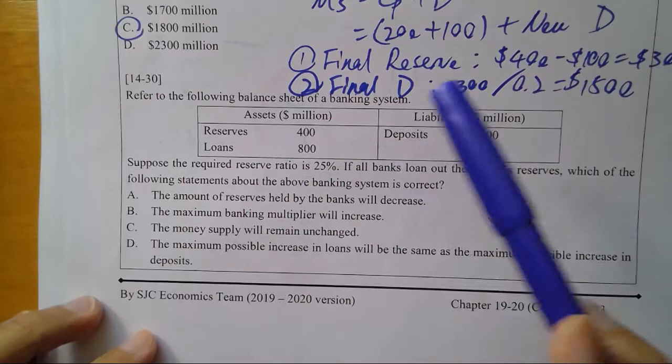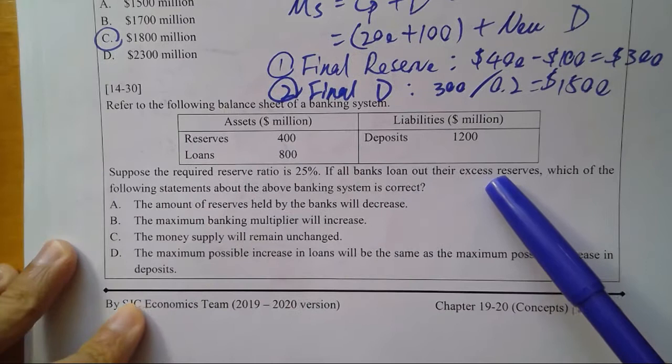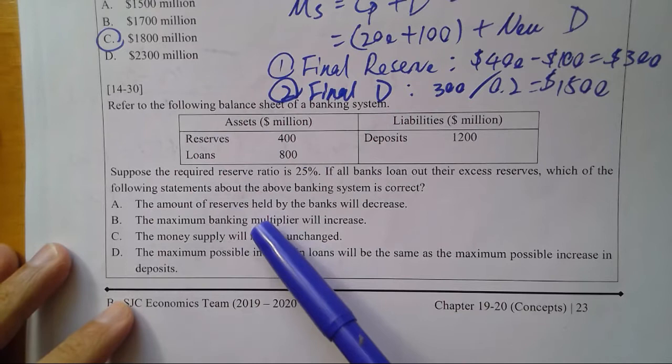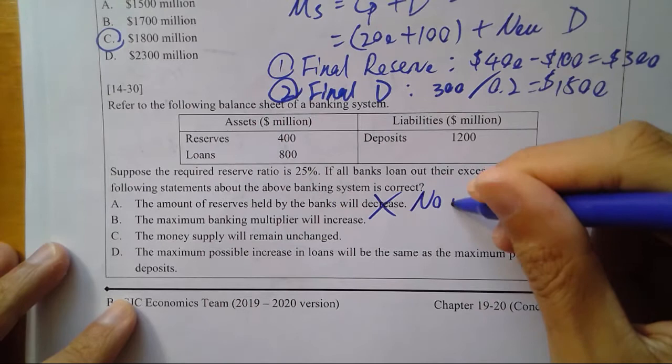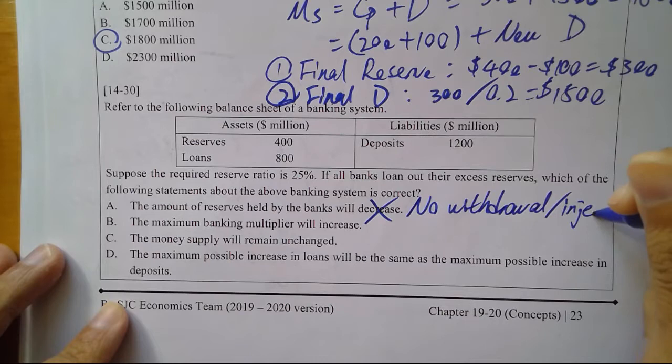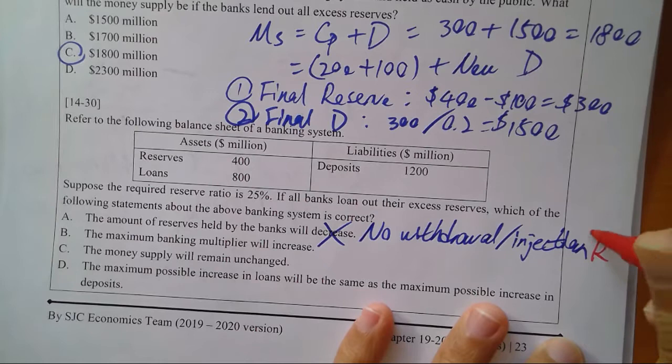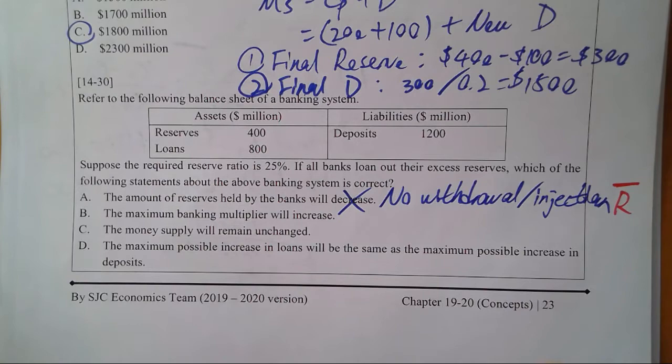2014. Again, balance sheets and then required reserve ratio. If they loan out, which of the following statements about the banking system is correct? First of all, the amount of reserve held by banks will decrease. No withdrawal, no injection. What does that mean? It means reserve would always keep constant.